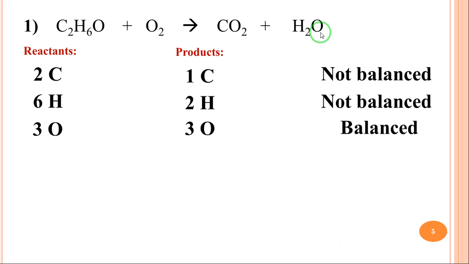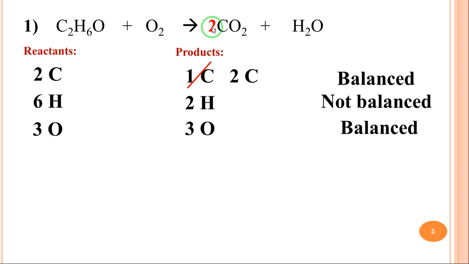Now we will try to balance the number of carbon atoms in both sides, before and after the arrow. Here we have 2 carbon, here we have only 1 carbon. So we can multiply here by 2, so we have 2 CO2. So the number of carbon atoms becomes 2 in the product side and in the reactant side, so they are balanced.